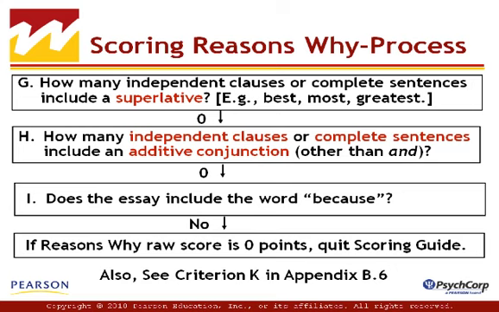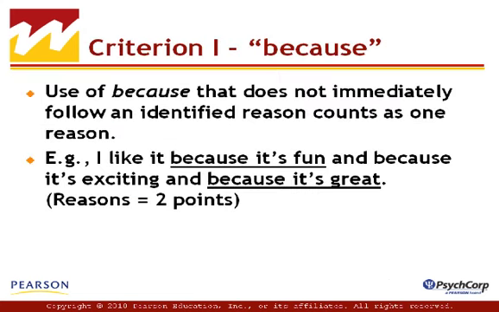How many include an additive conjunction other than "and," maybe also, in addition to? And this criterion I is often used: does the essay include the word "because"? I like it because. And let's say the answer is no reasons why, raw score 0, you quit the scoring guide. I'm not going to talk about criterion K today, just because I want to spend time making sure that you're clear about this process, but you also want to take a look at criterion K in the appendix.